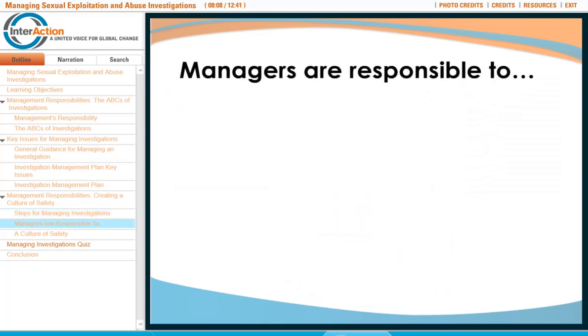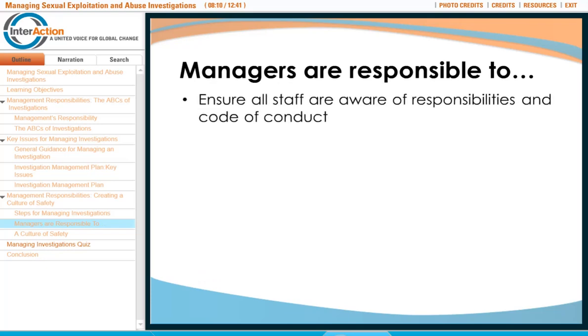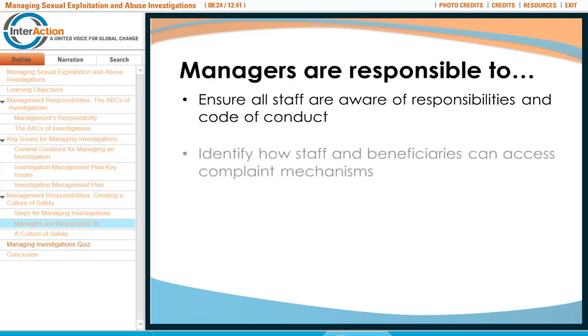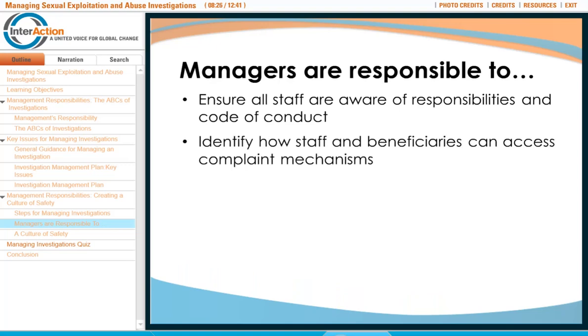Managers, therefore, are responsible to ensure all staff are aware of their responsibilities and the code of conduct. This involves, at minimum, training and periodic refresher training for all staff and all managers, and signing agreements to abide by the code of conduct. Managers should identify how staff and beneficiaries can access complaints mechanisms. Mechanisms for making complaints must be easily accessible, confidential, and must protect the complainant. This includes ensuring that staff and beneficiaries know how to make a complaint.